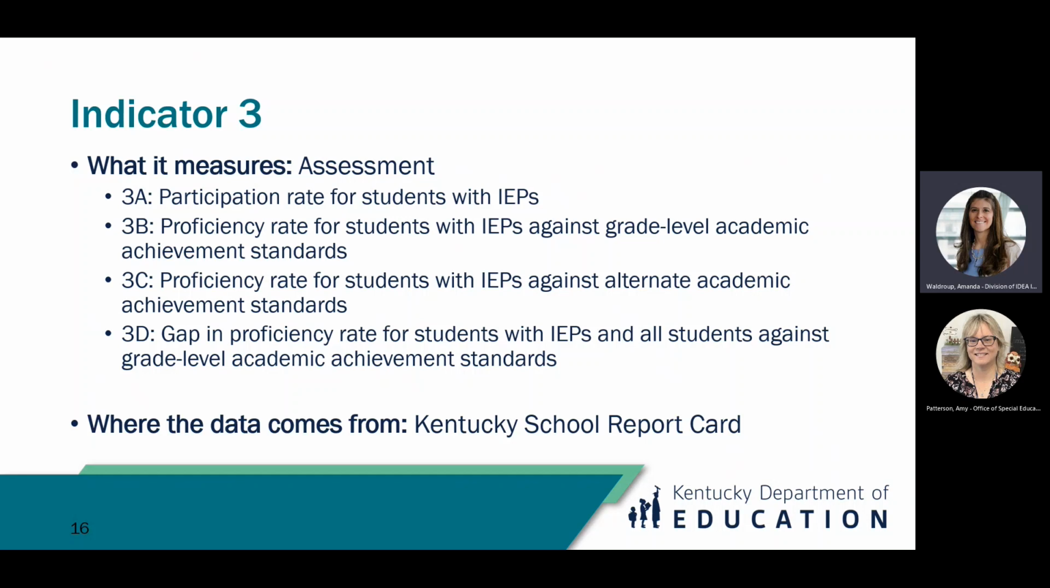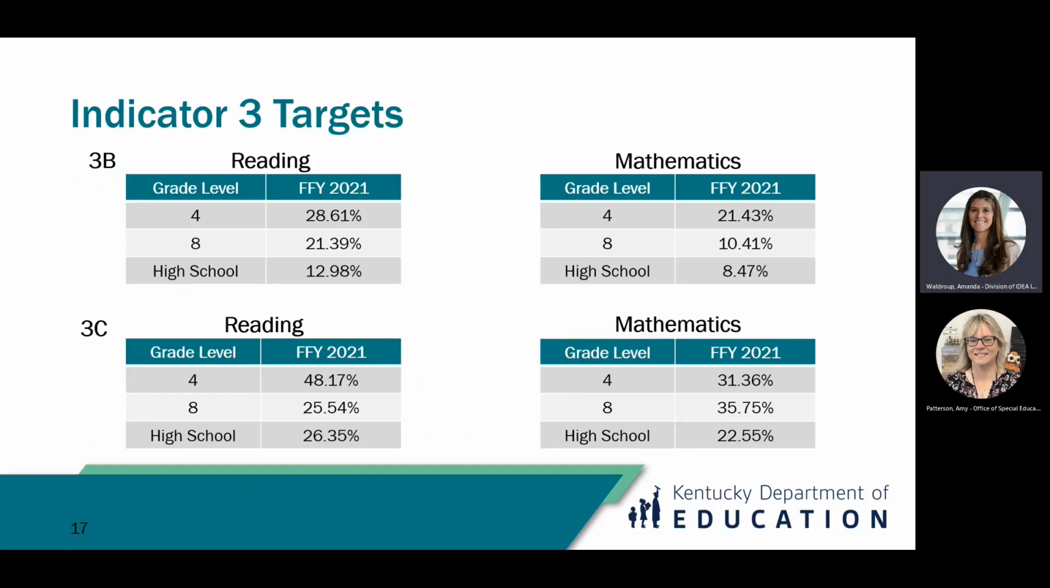And so you can see the data comes from the Kentucky School Report Card. And then you can also see the targets for 3B and 3C on the slide. And so it's broken apart into reading and mathematics. And then you can see the grade levels of 4, 8, and high school. And then you can see each of the targets for each of those specific areas.